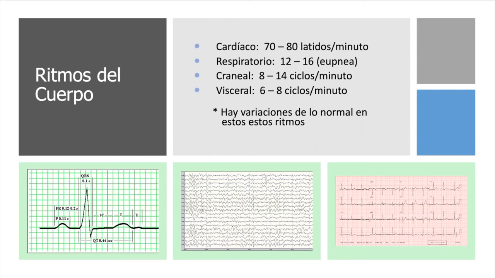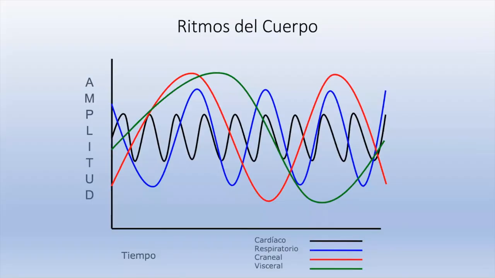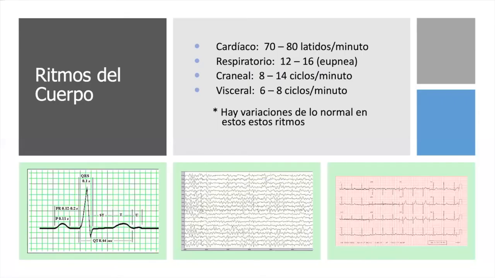Entonces tenemos distintos ritmos en el cuerpo, uno cardíaco, uno respiratorio y uno craneal y visceral. Cada uno con su diferencia de latidos y ciclos por minuto. Y hay variaciones dentro de lo normal de cada uno de estos ritmos.